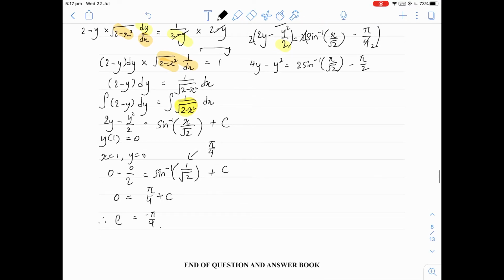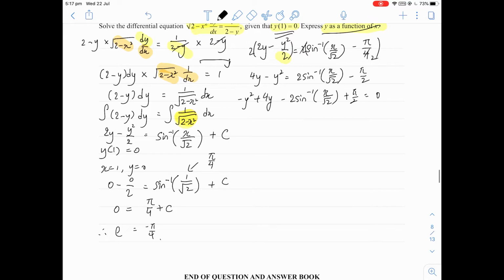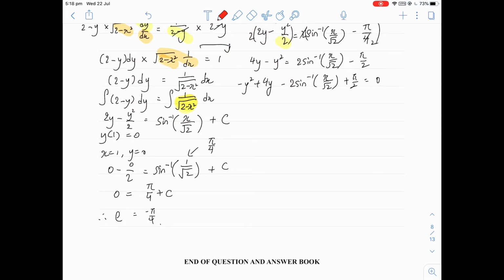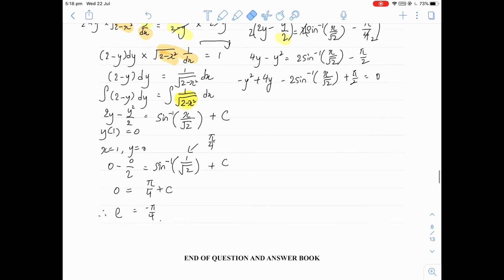Okay, now I'll do some rearrangement. I'll basically put everything on the same side, and hopefully we can notice a pattern here. And what we can see is that this, right here, is actually ax squared plus bx plus c, isn't it? Where x is basically y, and this is basically a quadratic equation.